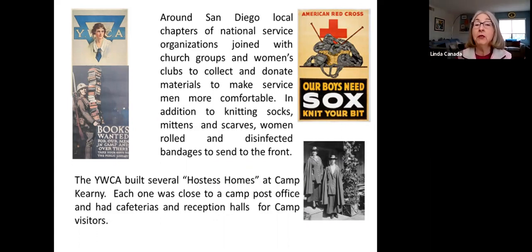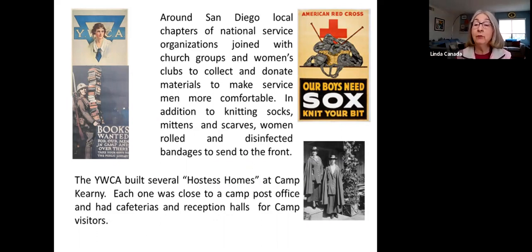Book drives happened because Andrew Carnegie, who had financed libraries across the United States, was requested by members of the Wednesday Club here to build a library out at Camp Kearney, and he did. So he spent about $320,000 to build a library for the troops at Camp Kearney. And the deal was that the community would provide the books, the government would pay for the heat, the light, the basic services for the library, and then Carnegie provided the library building itself.